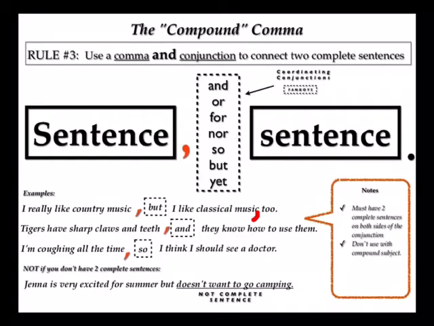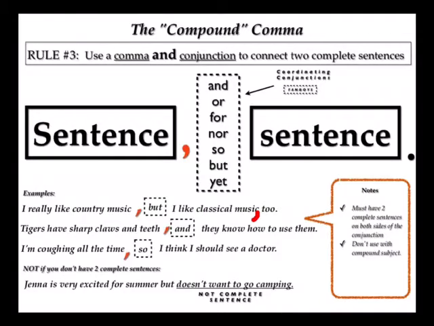Compound comma is used with your fanboys. Though I don't know why these fanboys are not in order. Fanboys are called coordinating conjunctions. They are connecting 2 equal parts. Fanboys, if you see them there, you can switch the order up. You've got for and, nor, but, or, yet, and so.